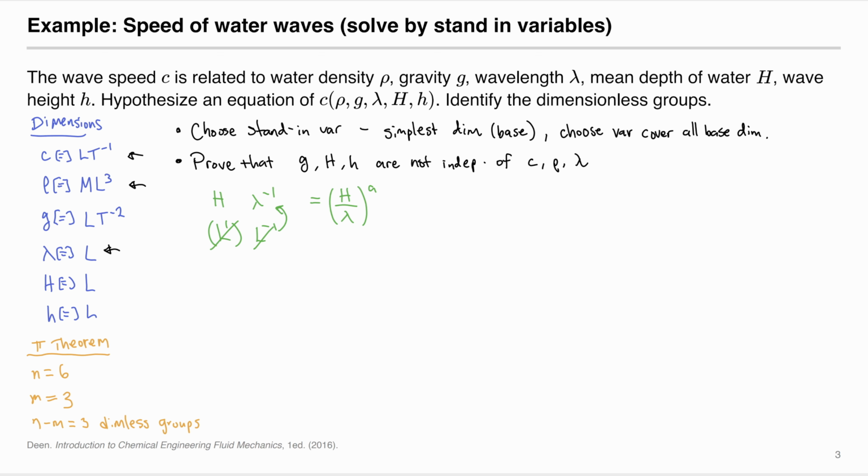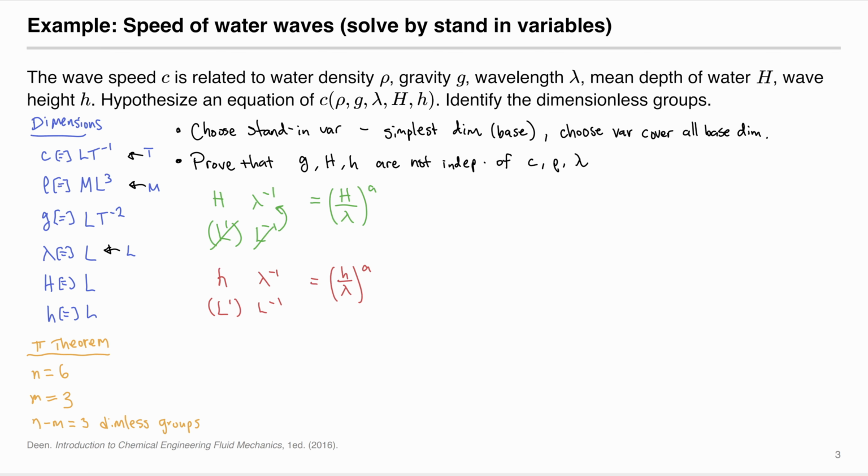And the same goes with little h. Little h has a dimension of L to the first power. What I want to do is make the L to the first power disappear, so I want to multiply by L to the minus 1. And what's the stand-in variable for L? That's lambda. So I have lambda to the minus 1. That gives us the second dimensionless group. And just a reminder that lambda is the stand-in variable for L, C is the stand-in variable for T, and rho is the stand-in variable for M.